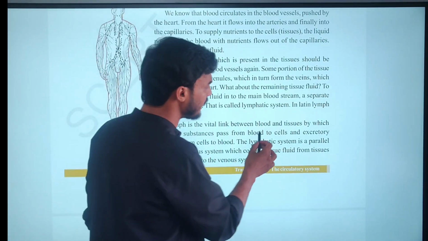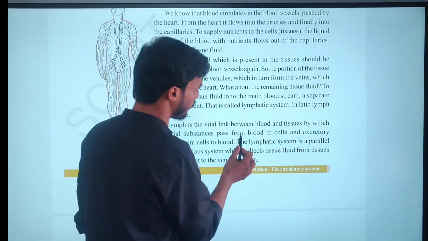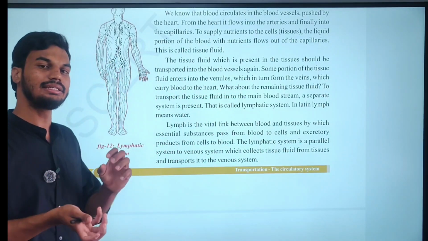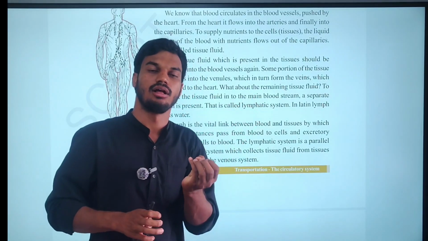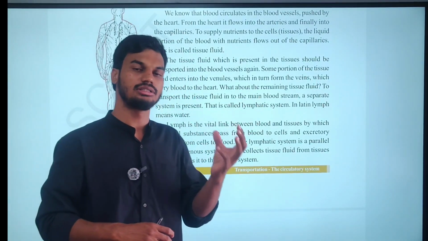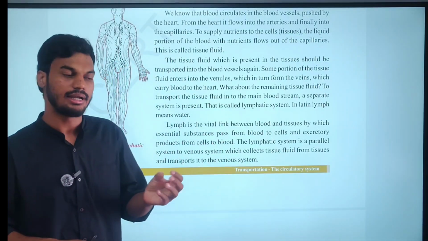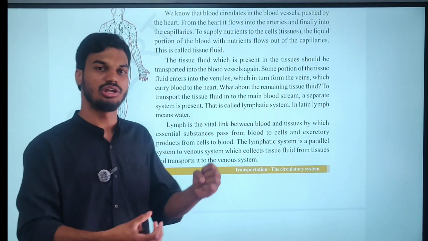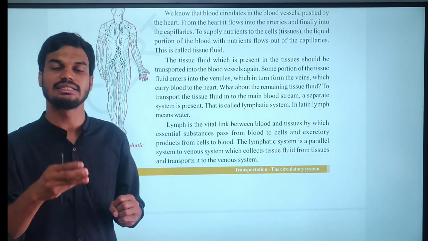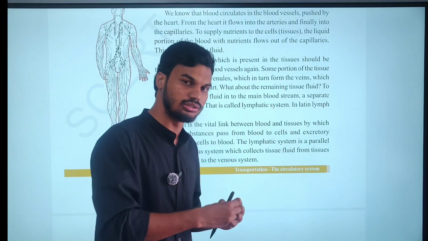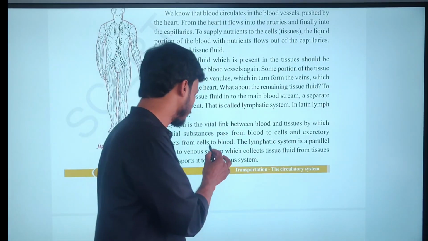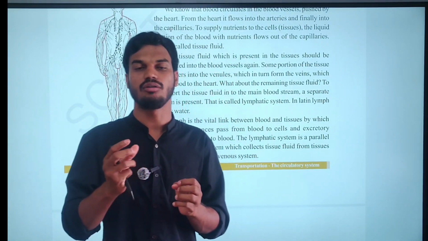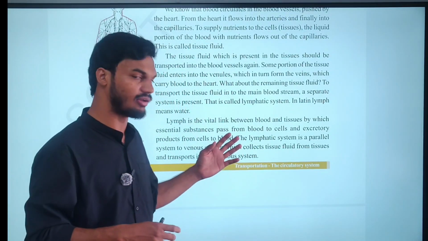Lymph is a vital link between the blood and the tissues, by which essential substances pass from the blood to the cells and excretory products pass from the cells to the blood. Simply, it is the exchange of nutrients. The oxygen and nutrients coming from the blood travel into the tissues. At the tissues, the oxygen and nutrients are utilized, and the deoxygenated and excretory waste products enter the lymphatic system. Again, it enters the blood capillaries. Simply, the exchange of nutrients and unwanted substances takes place through the lymphatic system.